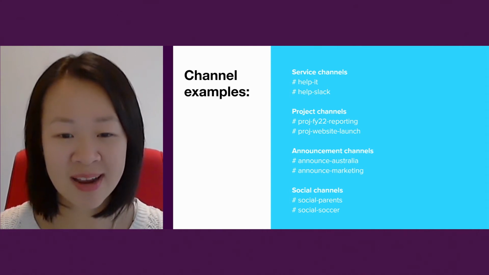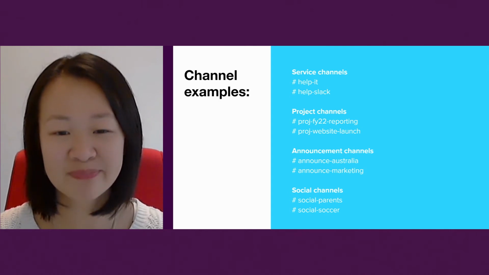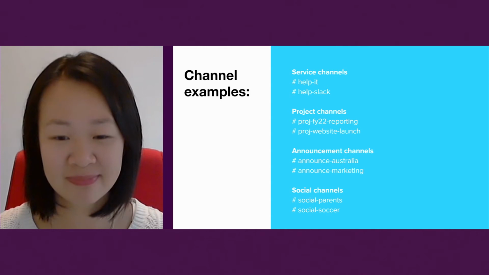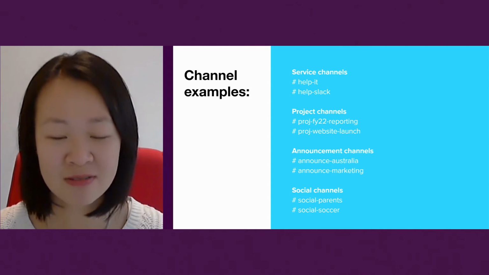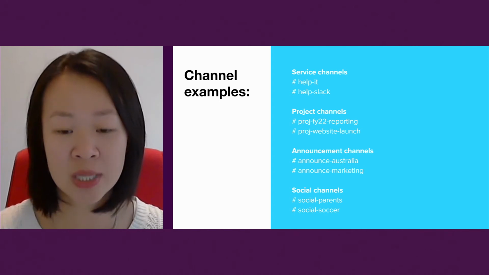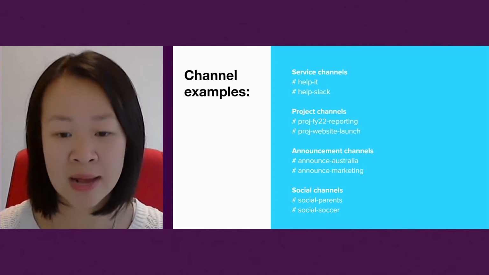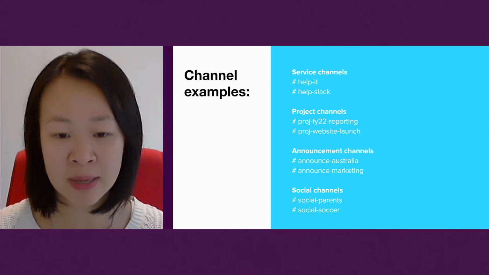There's project channels you can create. So you might go project, dash, and then the name of the project, website launch. Announcement channels are also really helpful. So announce, dash, and then the particular audience that you're wanting to push the announcements to. So for example, announce Australia for any Australia-based announcements, announce marketing for marketing-based communications.